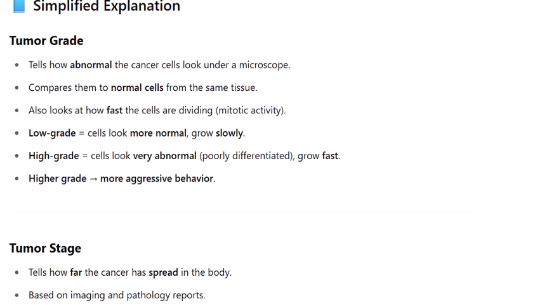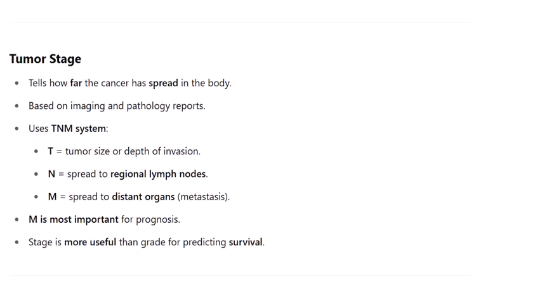Tumor stage tells how far the cancer has spread in the body, based on imaging and pathology reports. It uses the TNM system. T equals tumor size or depth of invasion. N equals spread to regional lymph nodes. M equals spread to distant organs, metastasis. M is most important for prognosis. Stage is more useful than grade for predicting survival.